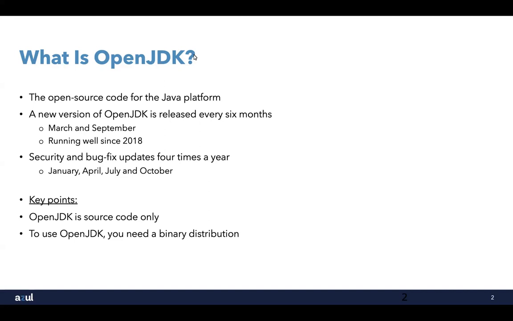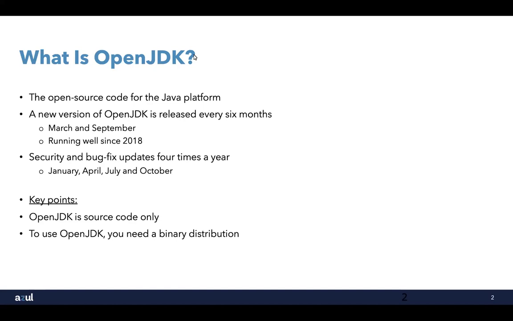The other thing to understand about OpenJDK as a source code repository is that there are updates, and those updates contain security patches and bug fixes. And those updates are issued 4 times a year. So we've got 2 new versions every year, March and September, but then we've also got these updates which come out in January, April, July, and October. And again, those will then have to be delivered through the distribution because the changes have been made to the source code.